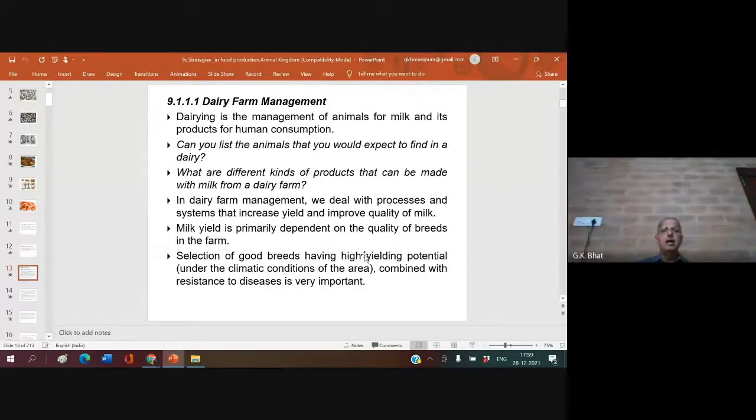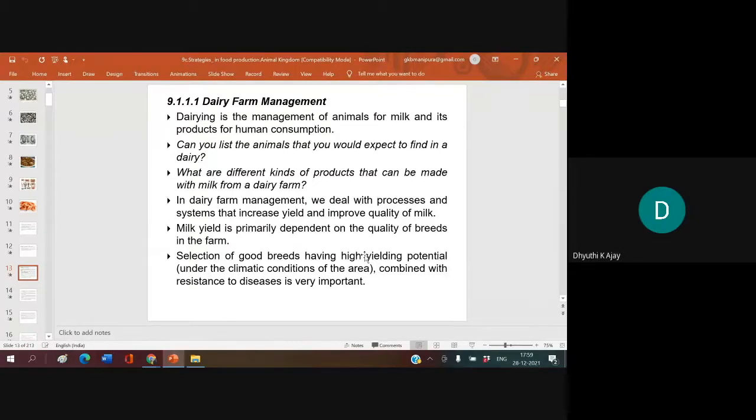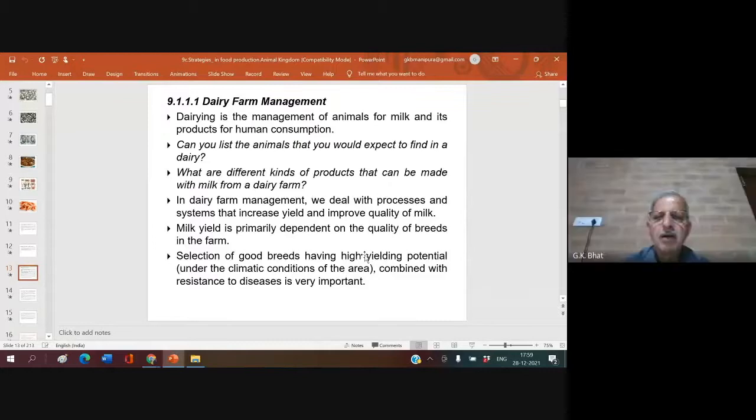Now, coming back here. Dairying is the management of animals for milk and its products for human consumption. It is mainly for milk and its products. What do you mean by its products? What are the milk products? Milk, cheese, butter. Milk is milk. Milk products are all dairy products. Ghee, curds, cheese. Am I right?